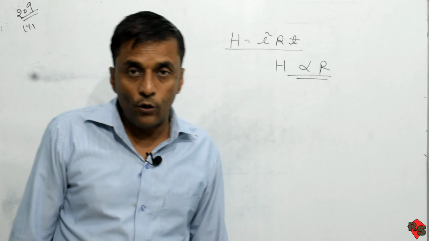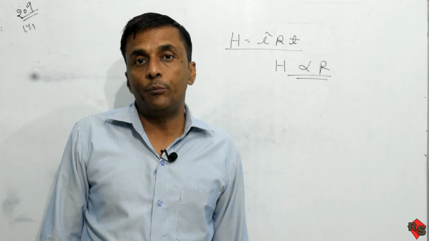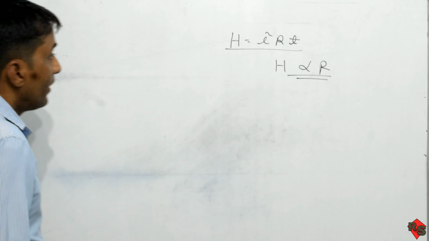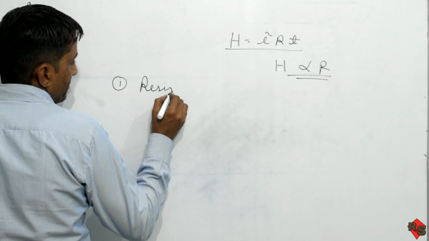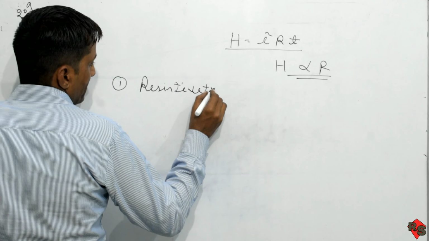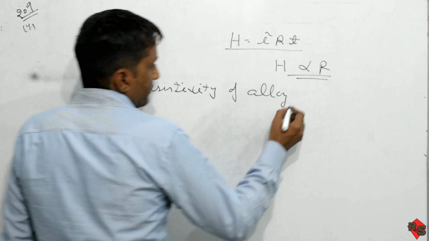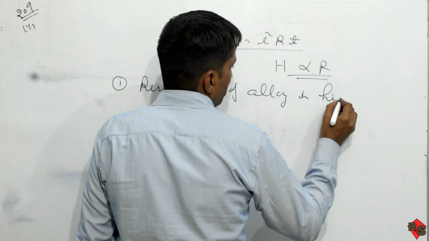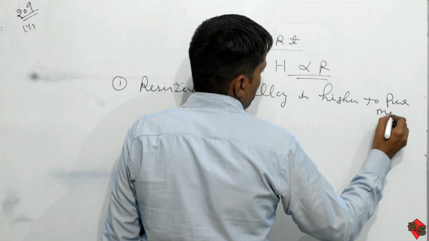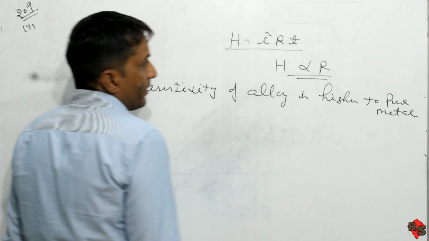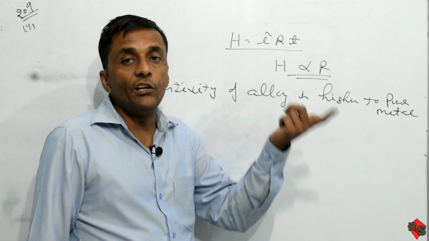So first, the resistivity of an alloy is higher than that of a pure metal. The first condition is resistivity. Resistivity of the alloy is higher than that of pure metal. Higher resistivity means higher resistance, so higher heat.